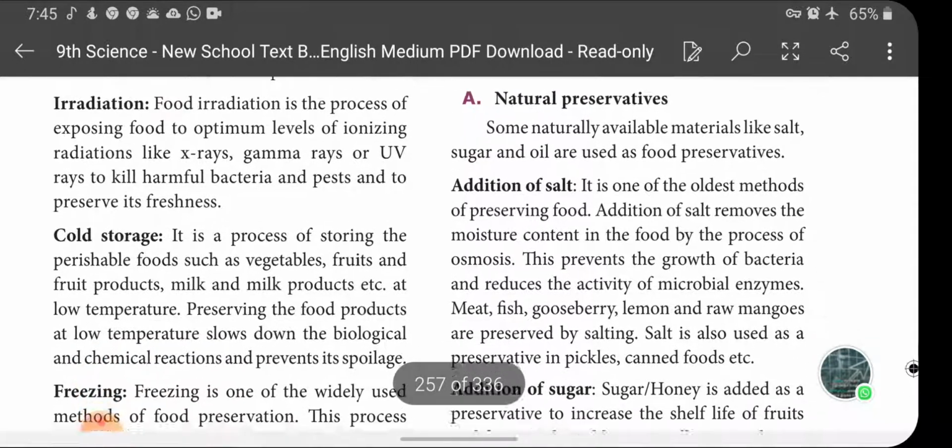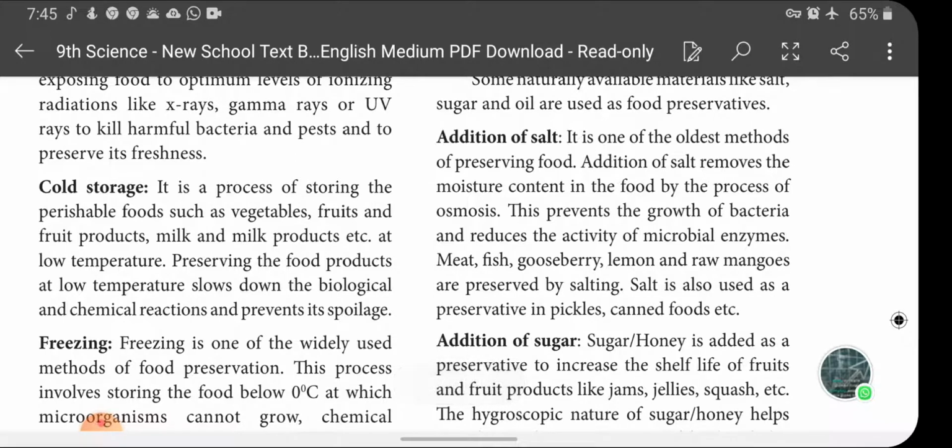Addition of salt. It is one of the oldest methods of preserving food. Addition of salt removes the moisture content in the food by the process of osmosis. This prevents the growth of bacteria and reduces the activity of microbial enzymes. Meat, fish, gooseberry, lemon and raw mangoes are preserved by salting. Salt is also used as a preservative in pickles, canned foods, etc.